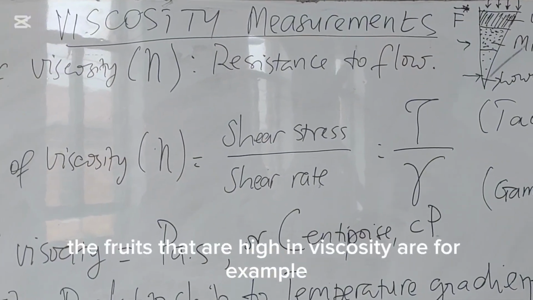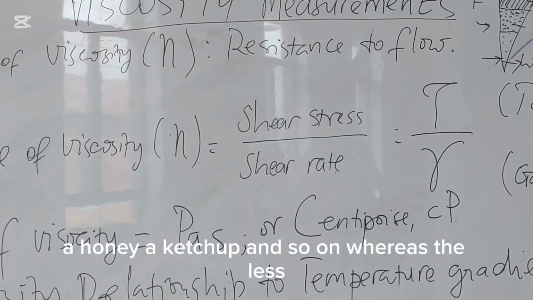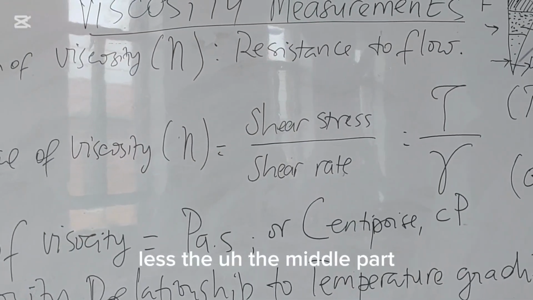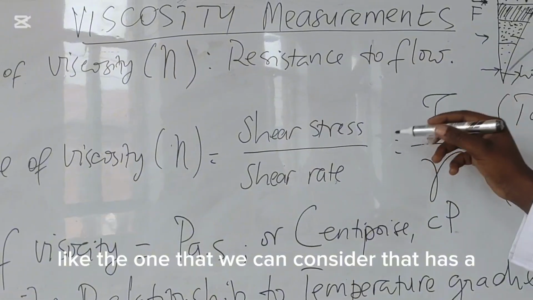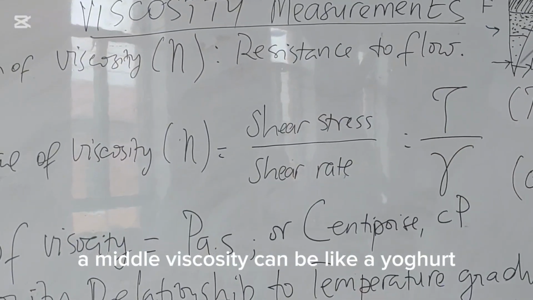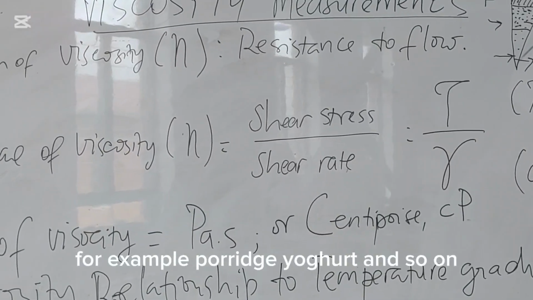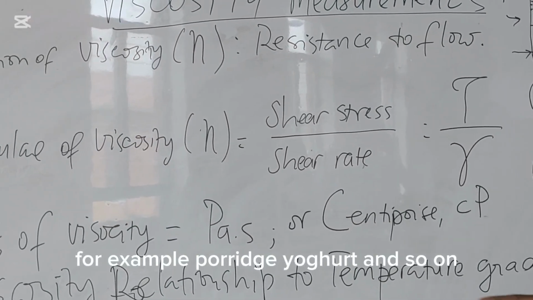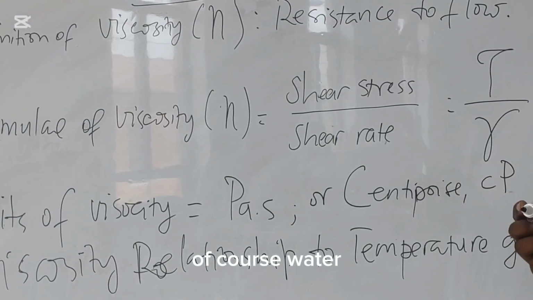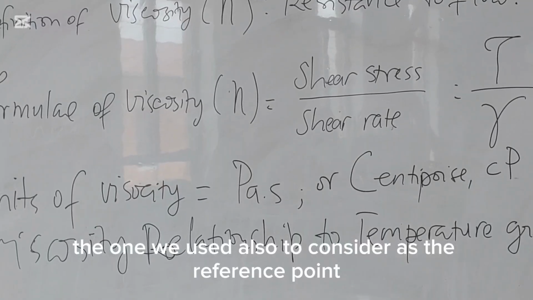For example, the fluids that are highly viscous are honey, ketchup, and so on. Whereas those we can consider to have middle viscosity can be like porridge, yogurt, and so on. And the one that has the lowest viscosity is, of course, water, which we also use as the reference point.